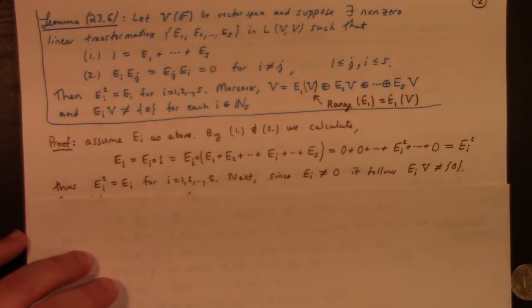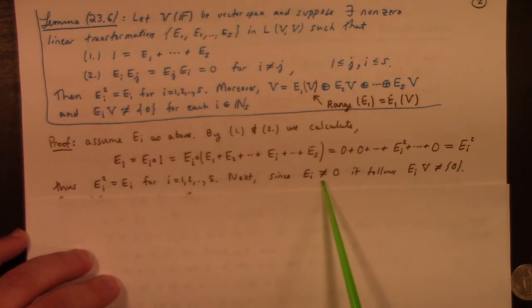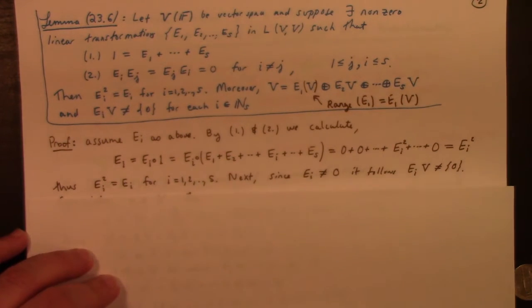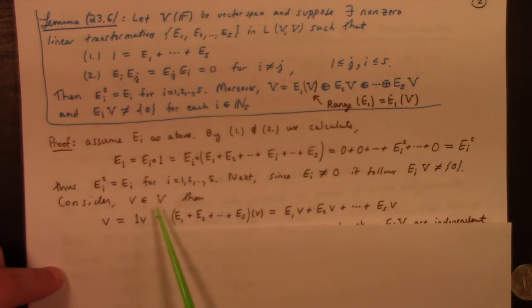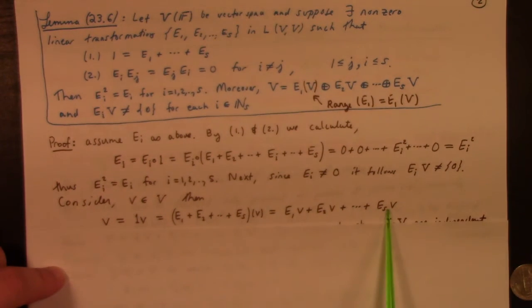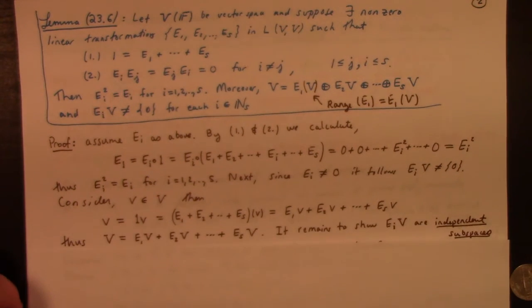And then next, since Ei is not equal to 0, it follows that EiV is not equal to 0, okay. And then finally, think about this. If V is a vector, then we can rewrite V as 1 operating on V, right? But that's the same as these guys operating on V. Consequently, V is equal to E1V plus E2V plus ... plus EsV. In other words, V is in the sum of the ranges of these E1 through Es's, all right?